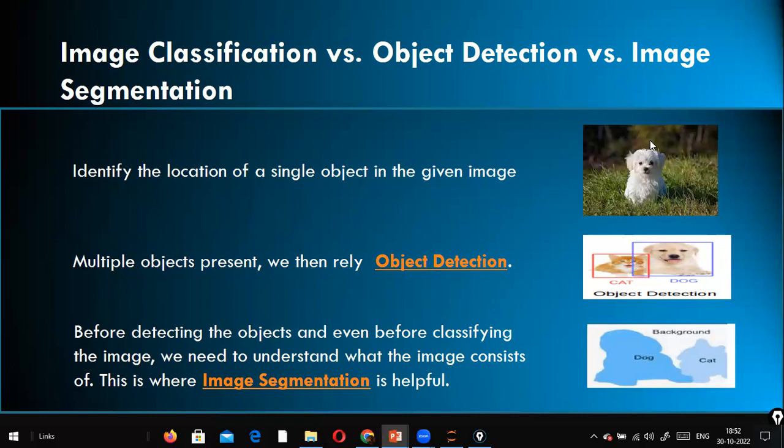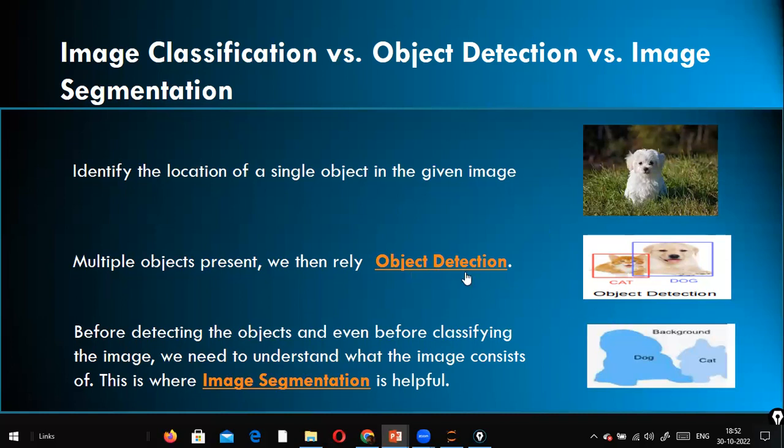In this case, we have only one object, or only one animal, present in this image. Hence it can do the classification, whether it's a dog or a cat. If you feed it 1,000 images like this, where each image has only one animal in it, it can classify whether it's a dog or cat or human. If I have more than one animal or more than one object, that is where object detection comes into the picture.